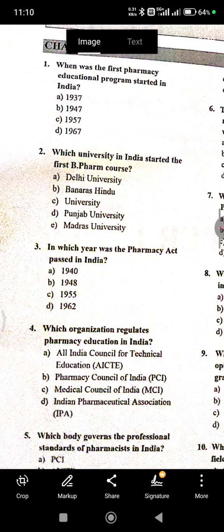Which organization regulates pharmacy education in India? That is option number B, Pharmacy Council of India, PCI.